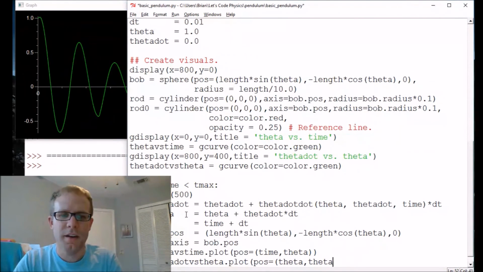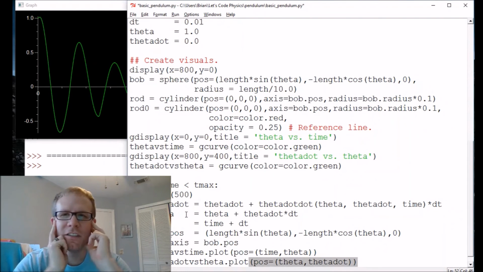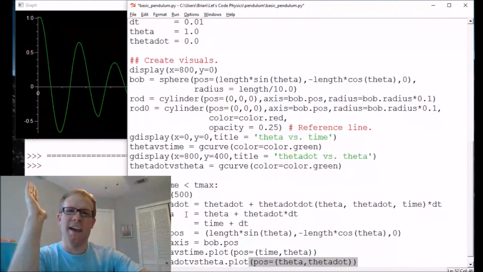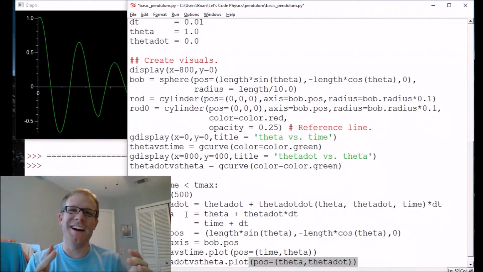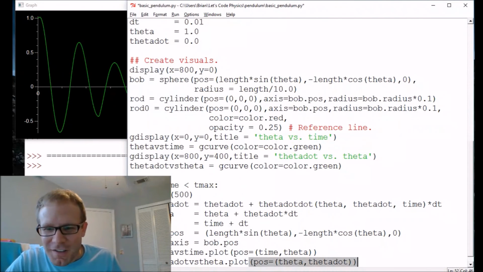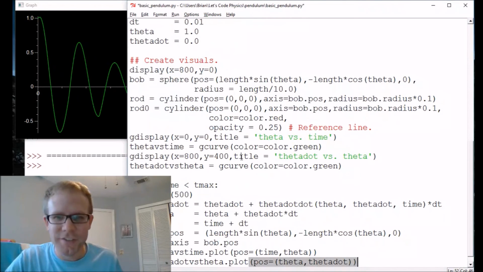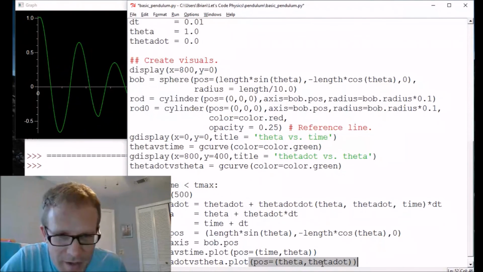plot position equals theta comma theta dot. I sort of feel like we're doing our students a disservice when we say that it's y versus x, but when you give an ordered pair, it's x comma y. I don't know how to fix that, but I just feel like we're doing our students a disservice. So theta dot versus theta. Just trying to cut off these typos before they happen.